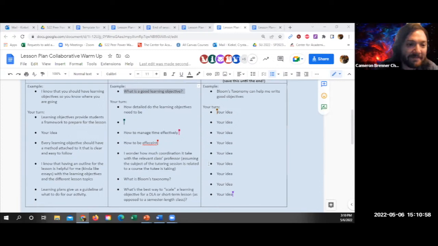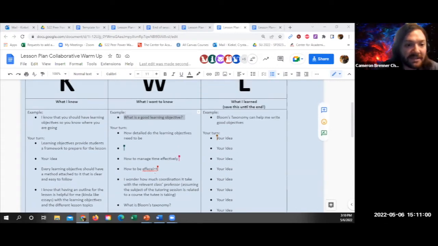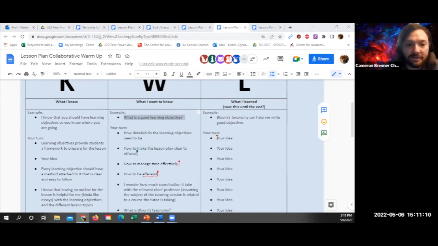Okay, let's look at what people have written down. Learning objectives provide students a framework to prepare for lessons. That is a great thing. Every learning objective should have a method attached to it that is clear and easy to follow. These are some really great ones, everybody. You're doing really amazing. And let's go to what I want to know. How detailed do learning objectives need to be? How to make a lesson plan clear to others? How to be efficient? These are all really great, what you know and what you would like to know.